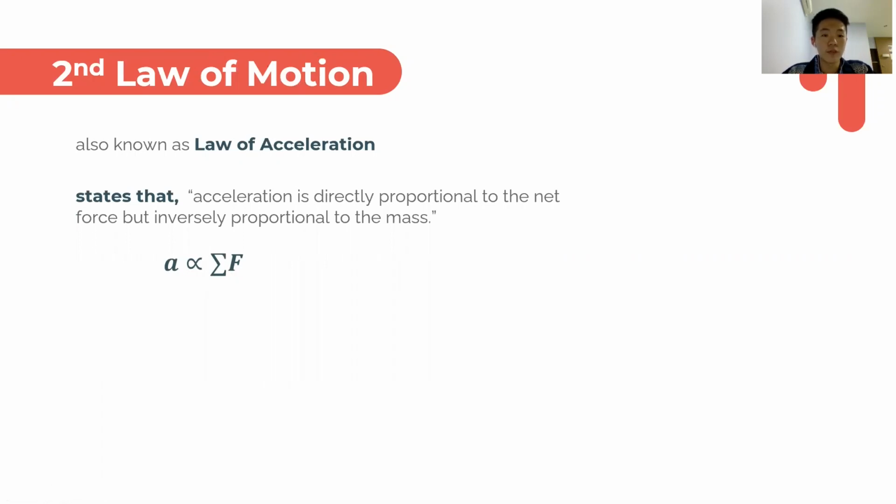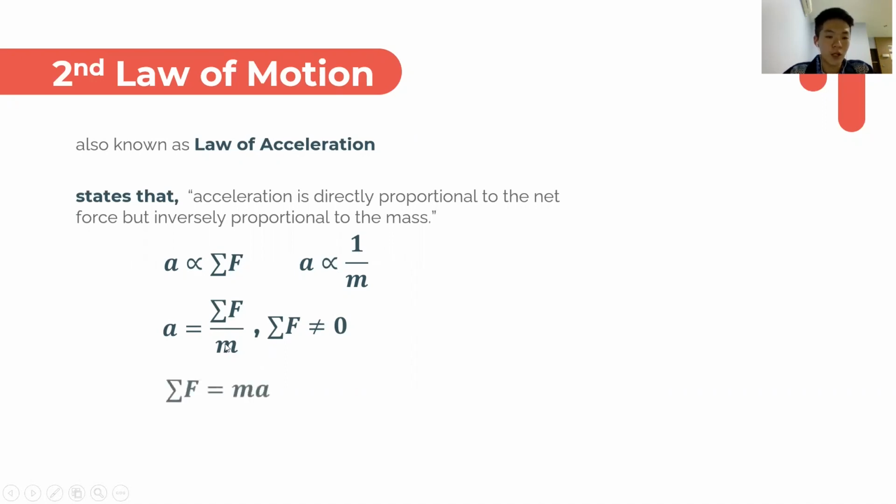Inversely proportional to the mass means that a is directly proportional to the reciprocal of the mass. So a is proportional to 1 over m. From this, we can get that a equals sigma F over m, where sigma F is not equal to 0. Because if sigma F is equal to 0, it will become Newton's first law of motion or the law of inertia. And then arranging this by multiplying both sides by m, we get that sigma F equals m times a. This will be the general equation we'll be using.